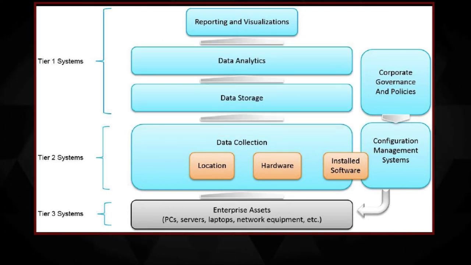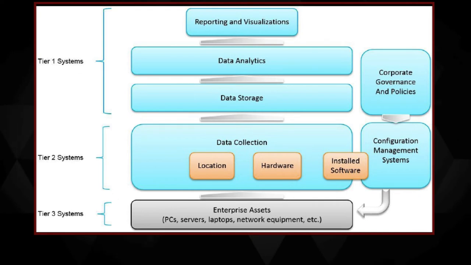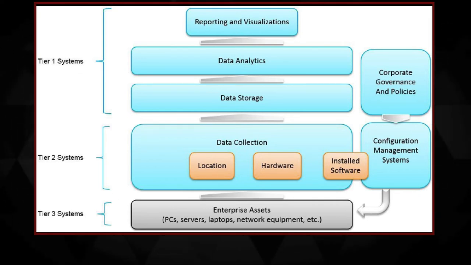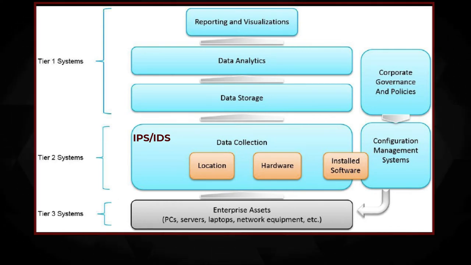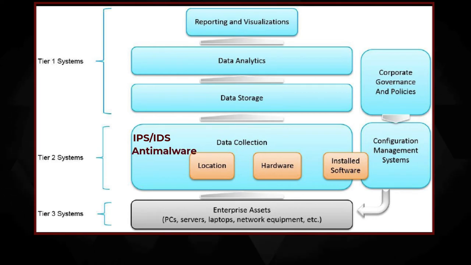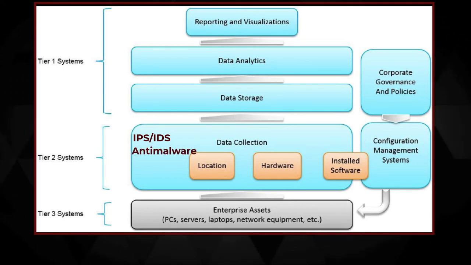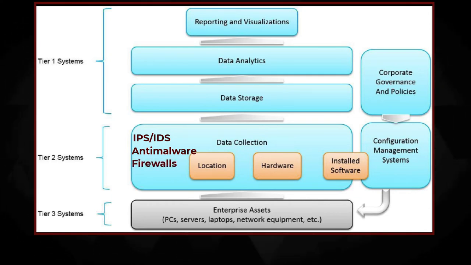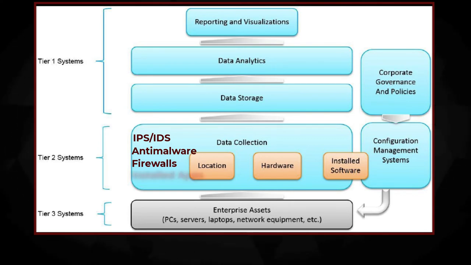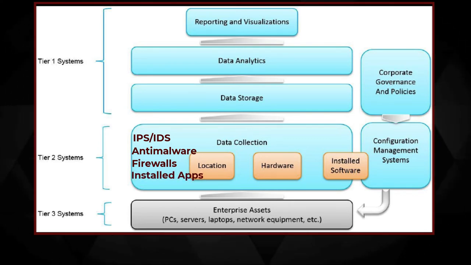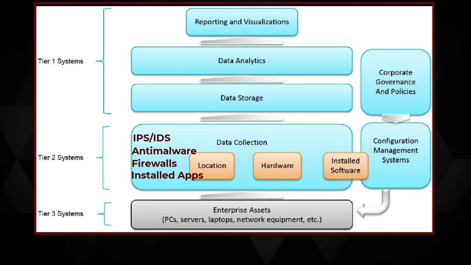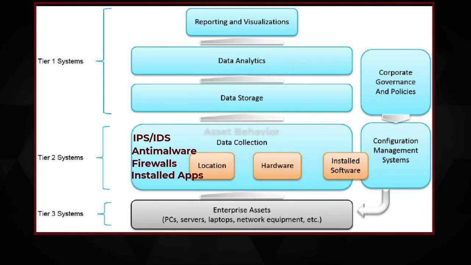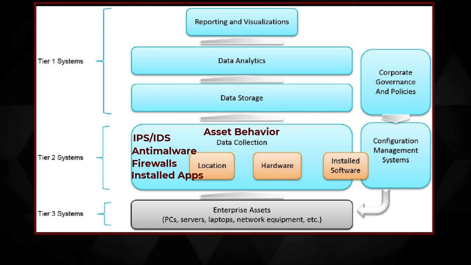Tier 2 also collects real-time information about each asset and the operational environment where it lives, including IPS, IDS activity and continued operation, both host and network, anti-malware update levels, activity, and continued operation, firewall activity and continued operation, both host and network, list of all installed applications, with flags placed on discovered applications not found on the organization's approved application list, and asset and user behavior.